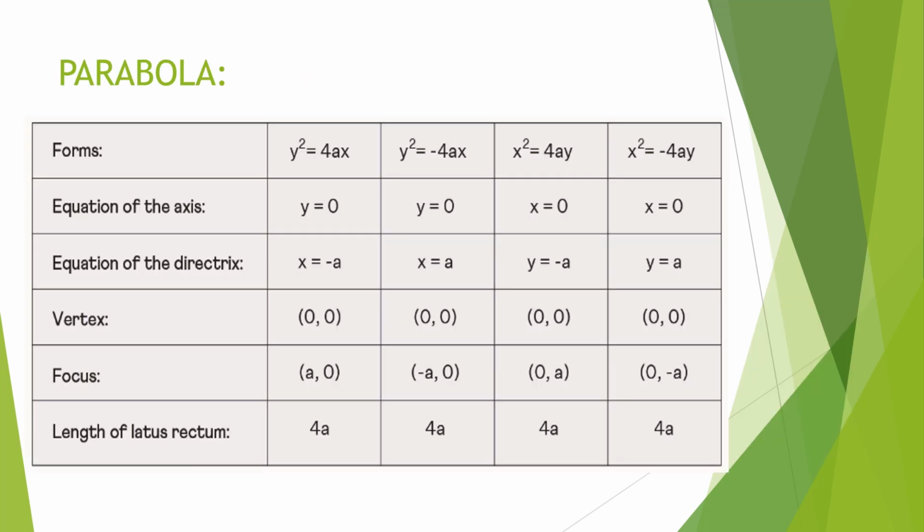Now this is very important. Just remember this chart for the parabola and you are done with the examples. There are 4 forms of parabola listed over here. For each form, the equation of the axis is given, the equation of the directrix is given, and the vertex is given. The vertex we have taken by default as the origin. The focus is given and the length of the latus rectum is given. You can note that the length of the latus rectum in all 4 cases is 4a. So if you remember this chart, you can solve any example for parabola.